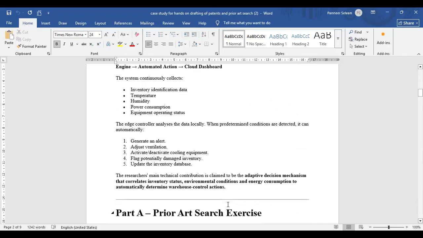The key technical contribution proposed in this case study is the adaptive decision mechanism. This mechanism correlates inventory status, environmental conditions, and energy consumption to automatically determine the appropriate warehouse control actions. This is particularly important from a patent drafting perspective because we should focus not merely on listing individual technologies but on identifying the technical relationship and functional interaction between those technologies.